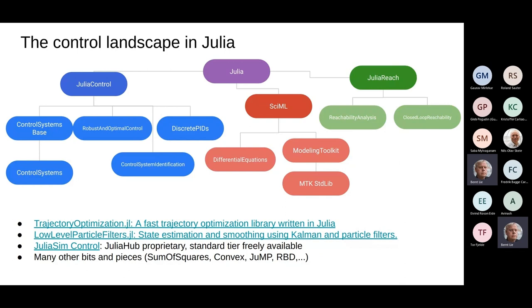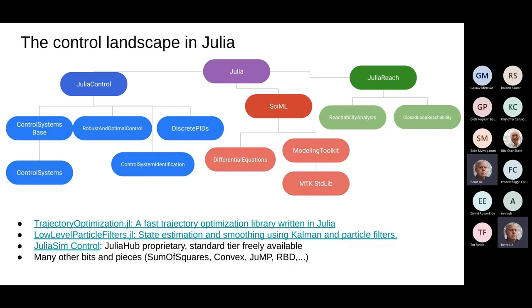We have a particle filter library called LowLevelParticleFilters that contains also stuff like Kalman filtering and unscented and extended Kalman filters, stuff like that. There are actually several packages in the Julia ecosystem that implement all of these things. LowLevelParticleFilters just happens to be the one we use at JuliaHub. And then we have the JuliaSim Control ecosystem. So that's actually a part of the JuliaHub platform and the JuliaSim offering.